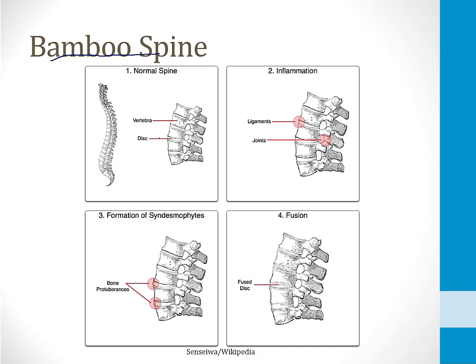So to understand this process, let's look at this picture from the web shown on the screen here. So this is a normal spine with a vertebra and disc. When there's inflammation, that inflammation can involve the facet joint shown here. It can also involve the ligaments around the intervertebral discs. And over time, that inflammation can lead to bone protuberances, and that can eventually lead to a fused disc in the spine. And when you have fusion of the discs with bone growing over the discs, that is called a bamboo spine because it looks like bamboo on X-ray.